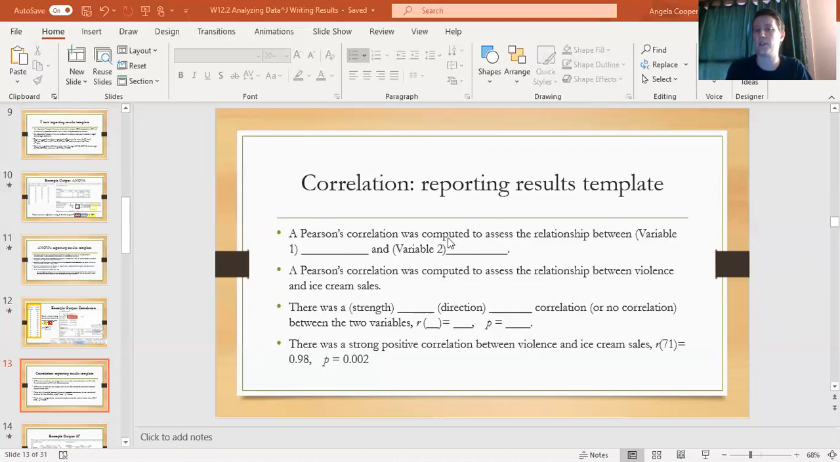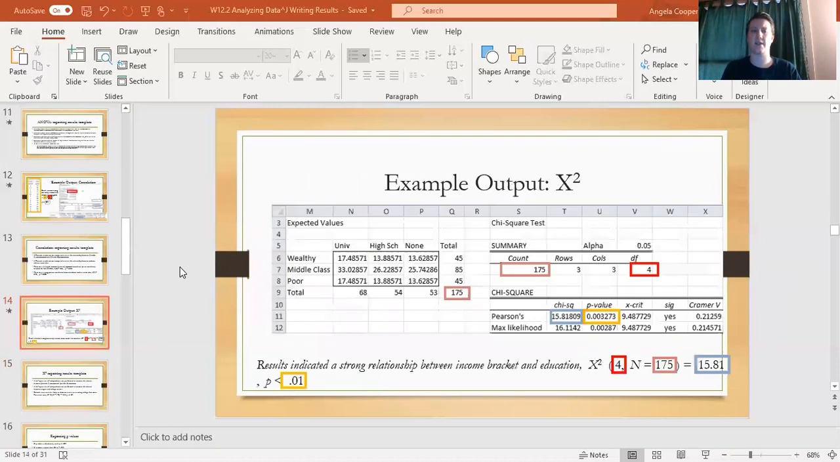So Pearson's correlation was computed to assess the relationship between hours studied and exam scores, or between violence and ice cream sales, or whatever. And then you just report the information, using the previous slide as an example to help.